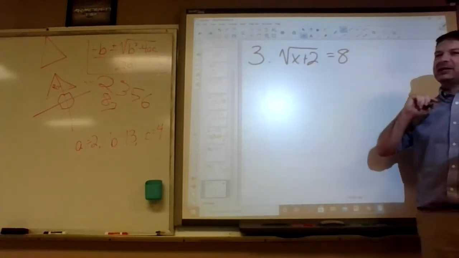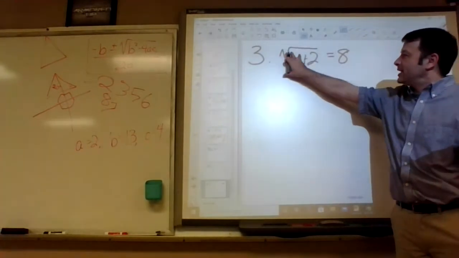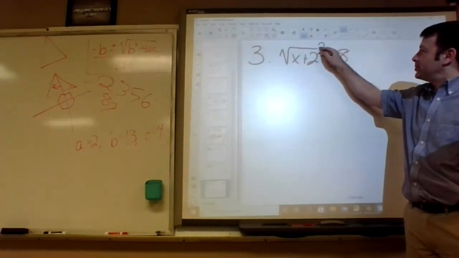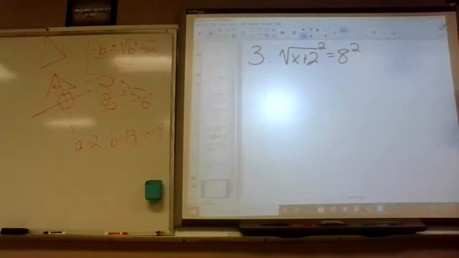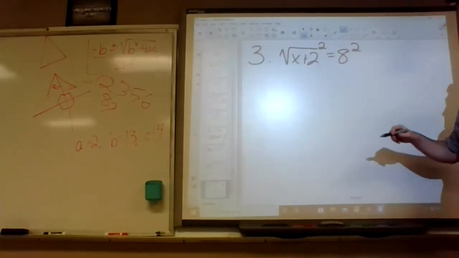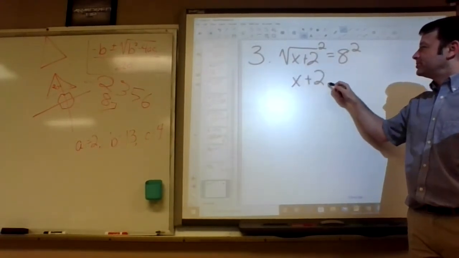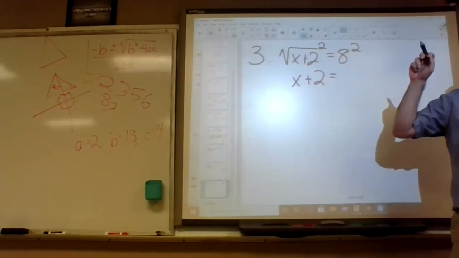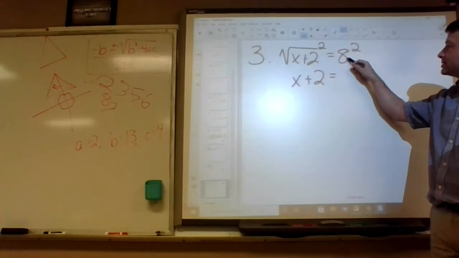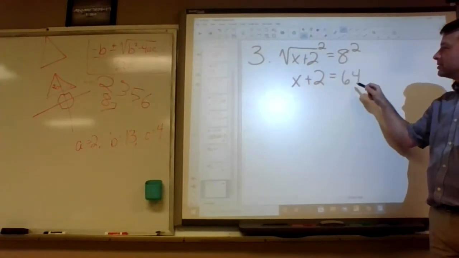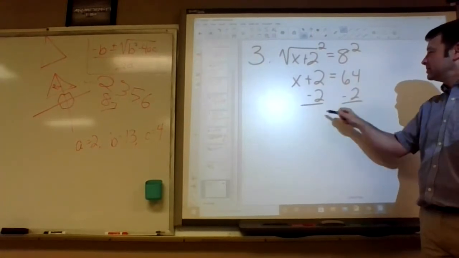All right. What do you guys think for this one? What do I do first? Square it. The whole left side's under the square root. I'm just going to get rid of that square root by squaring it, and squaring the right side. What do you think the left side's going to become? X plus 2. Don't make it too hard. Square and square root cancels out. 8 squared is 64. If I subtract 2, 62.